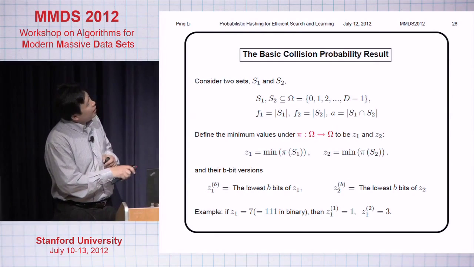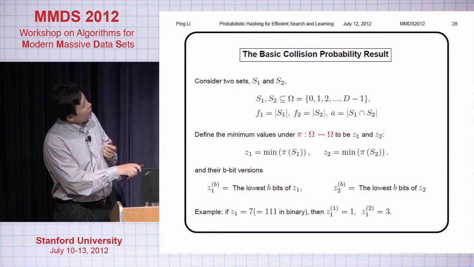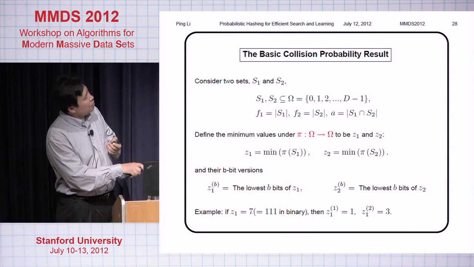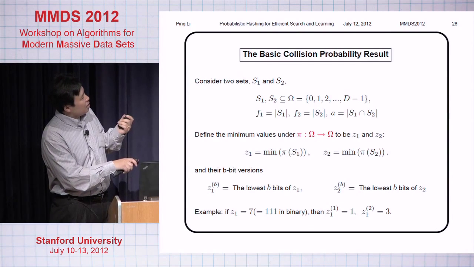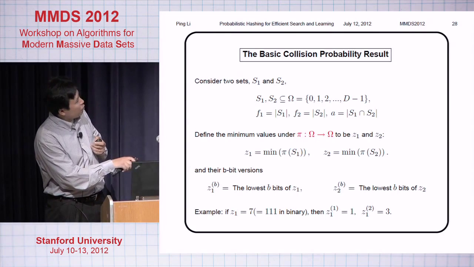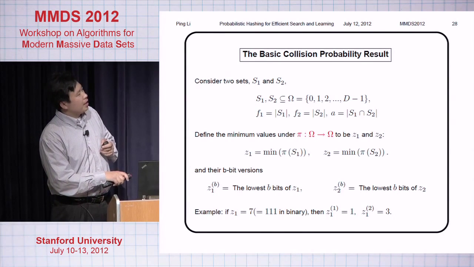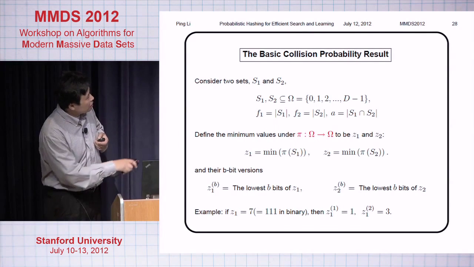So basically, now we have two sets, S1 and S2, and we do the permutation and store the two minimum values, Z1 and Z2, and we define the B-bit version. So this is a superscript B. For example, when Z1 is 7, which is 1, 1, 1 in binary, then the lowest one bit is 1, and the lowest two bits is 3. So that's what I mean.